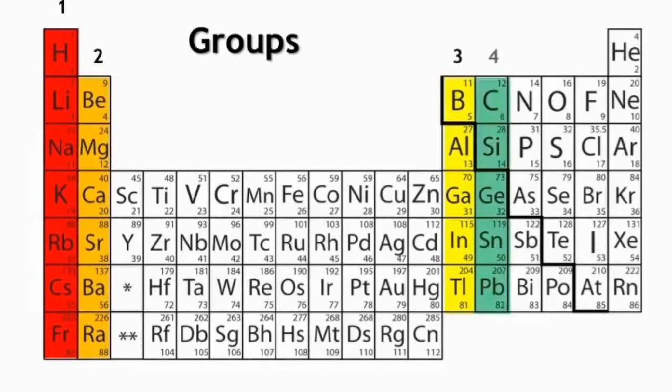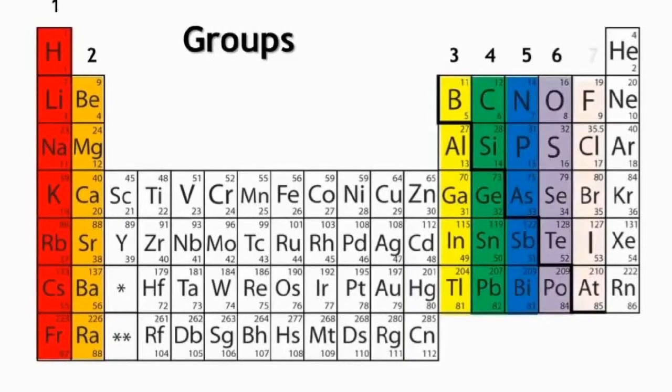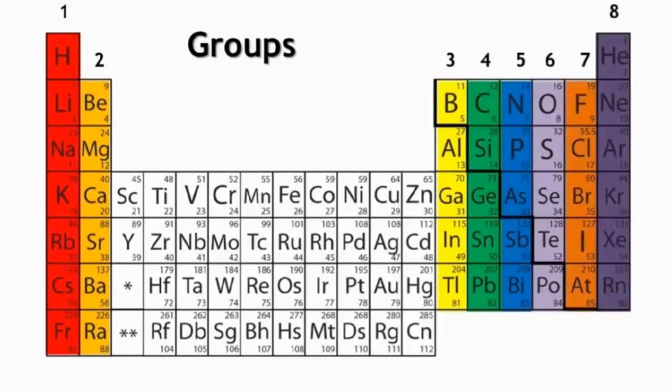The fourth group has 4 valence electrons. The fifth group has 5 valence electrons. The sixth group has 6 valence electrons. The seventh group has 7 valence electrons, and lastly, the 8th column has the complete set of valence electrons.